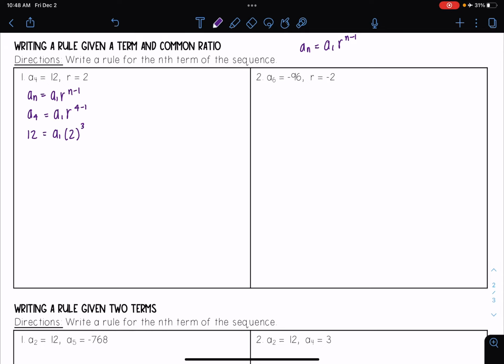And then now I need to solve this equation for a1. So when I do 2 cubed, I get 8, so I have 8 a1. And then when I divide both sides by 8, I get that a1 is equal to 1.5. And so now I can plug this information into my rule. And so I get that an is equal to a1, which we found to be 1.5, times r, which is 2 to the n minus 1.